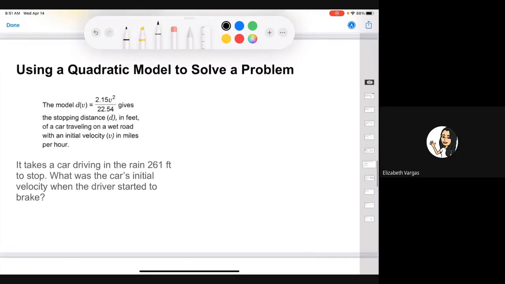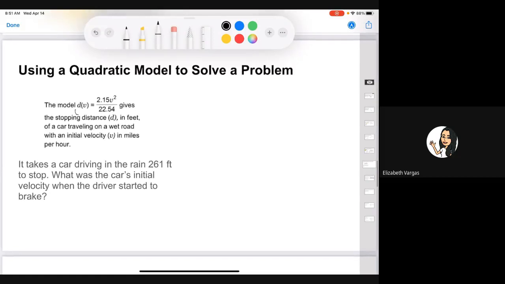So now I have that equation right here, and I can use that equation to answer different questions. So now I'm looking for: it takes a car driving in the rain 261 feet to stop. What was the car's initial velocity when the driver started to brake? So now I'm looking for v, my initial velocity.